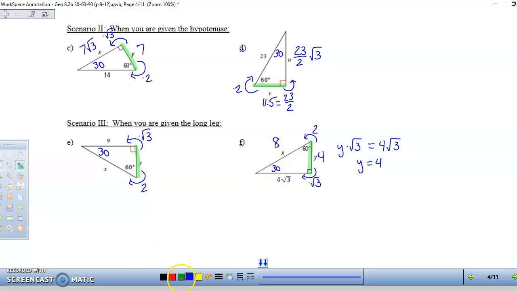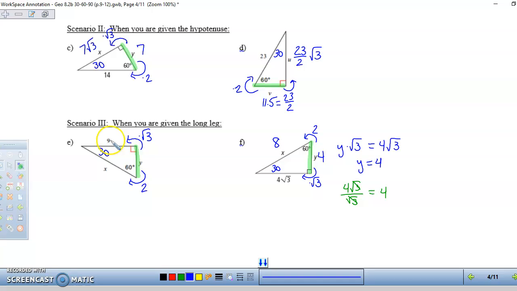Another way to look at it is when you're working backwards, you just take 4 root 3 and you divide by root 3. Those will cancel and then you just get the 4. So this is another way to look at it, and that's what we're going to do on this one. This one's the harder one.